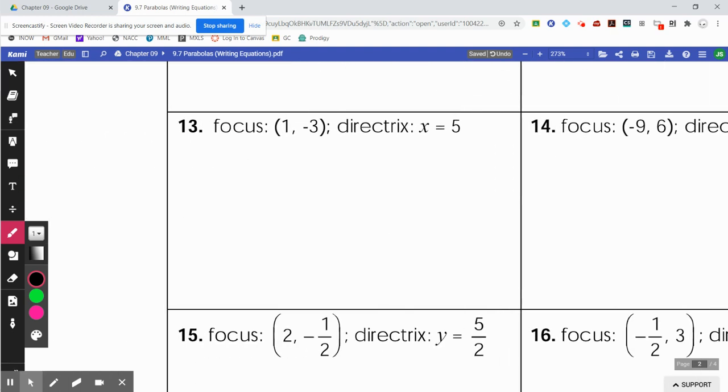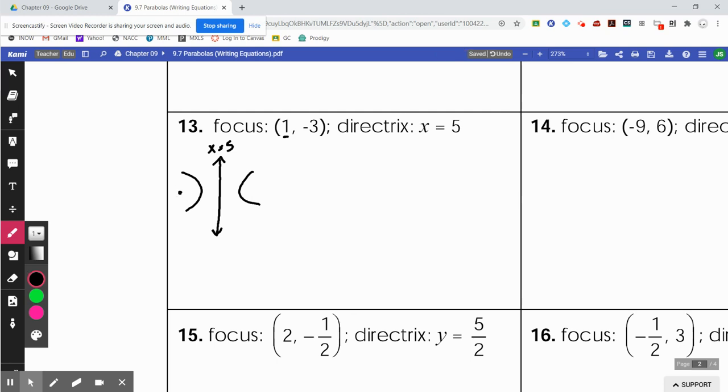Okay, number 13. This one again gives you a focus and a directrix. The directrix here, x equals 5, is a vertical line. So that means that your parabola is going to either cup to the left or to the right. This is located at x equals 5. Look at the x value of my focus. It doesn't give you a vertex, it gives you a focus. So since my focus is located at 1, -3, that's going to be to the left of my directrix.